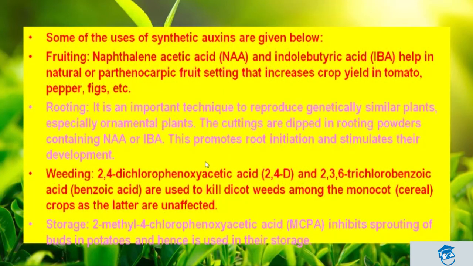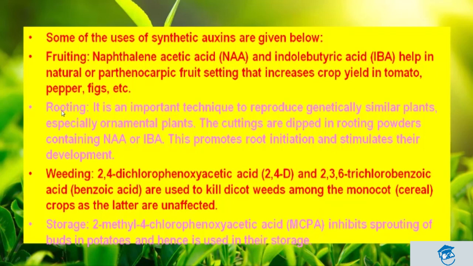So some of the uses of synthetic auxins are given below. First is fruiting, second is rooting, third is weeding, and fourth is storage. NAA, that is naphthalene acetic acid, is a synthetic auxin, and indole butyric acid, that is IBA, they both are synthetic auxins. They help in natural or parthenocarpic fruit setting that increases crop yield in tomato, pepper, and figs. Okay, fig is a fruit.